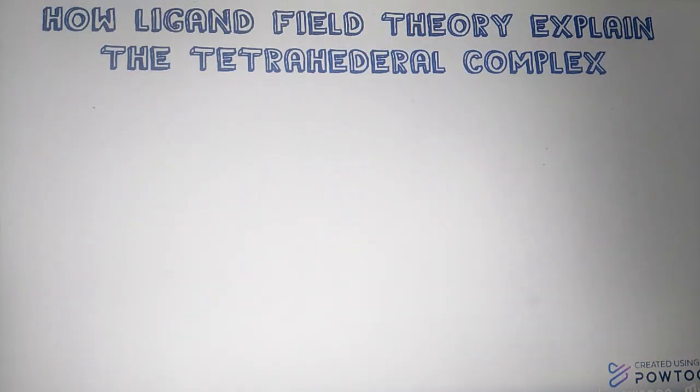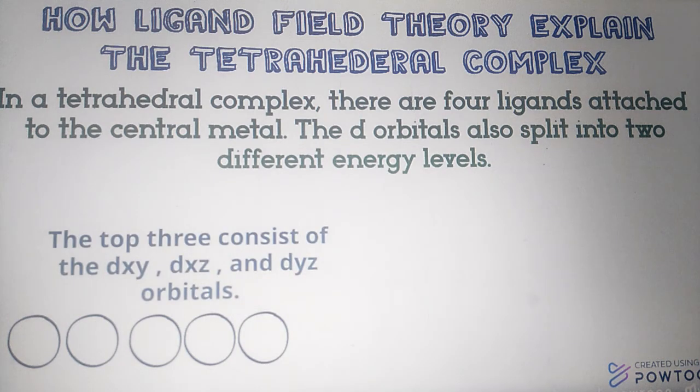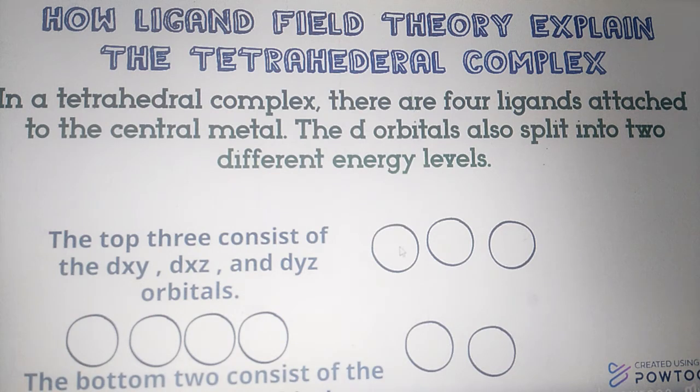Now, how does ligand field theory explain the tetrahedral complex? In tetrahedral complex, 4 ligands are attached to the central metal atom. The d orbitals also split into 2 different energy levels. These are the 5 degenerate orbitals. The top consists of the 3 t2 orbitals and the lower consists of the e orbitals. Why is the energy of e lower and that of t2 higher in case of tetrahedral complex?